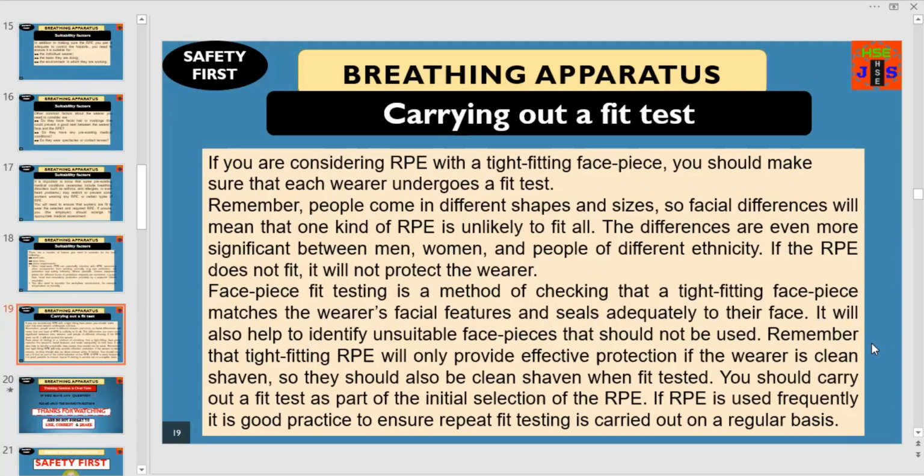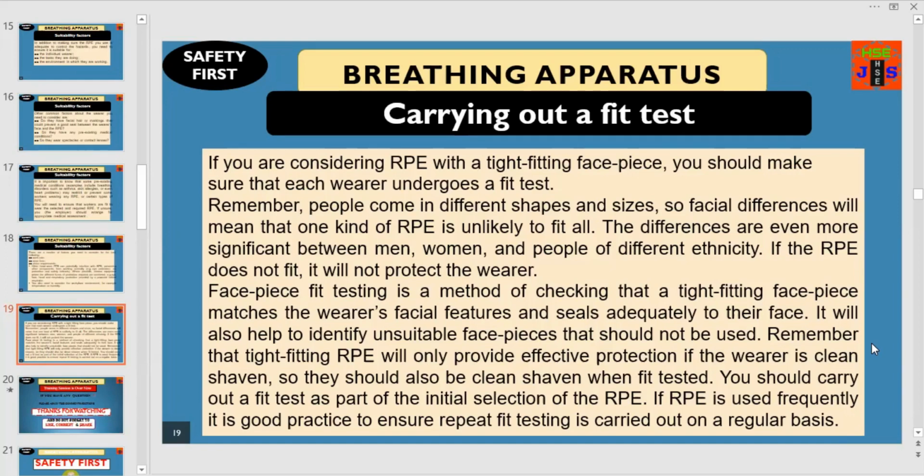If respiratory protective equipment is used frequently, it is good practice to ensure repeat fit testing is carried out on a regular basis. If the fit test is not conducted or the report is not satisfactory, there is no assurance that the wearer can protect himself from the hazardous substances. In this case, all the practice is useless. Your expenses on breathing apparatus or any shape of respiratory protective equipment is just a waste, no use.